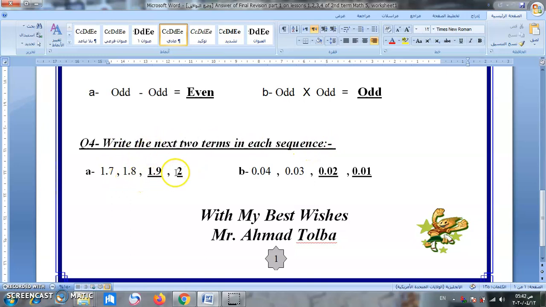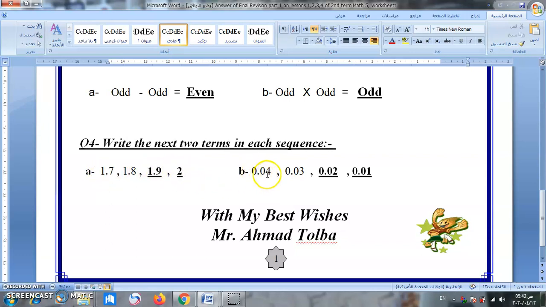اكتب لي يا شباب الرقمين المتتاليين في كل متتابعة. 1.7, 1.8, so it will be 1.9 and 2. Good, because here we increase, بنضيف, just 0.1. Okay, so it will be 2.